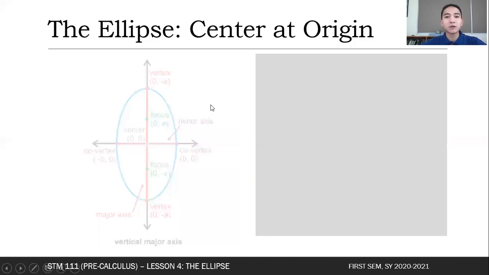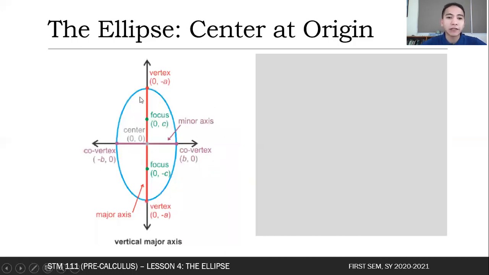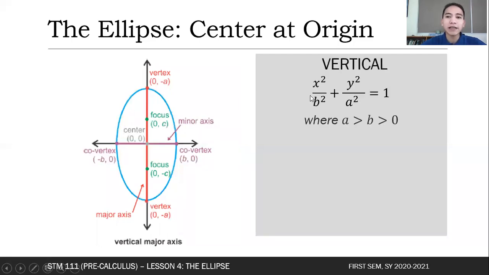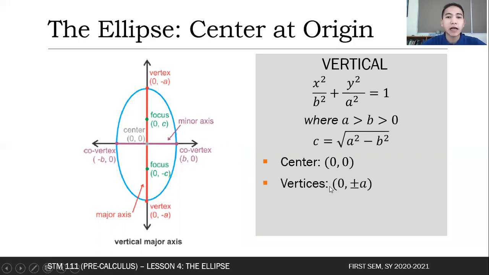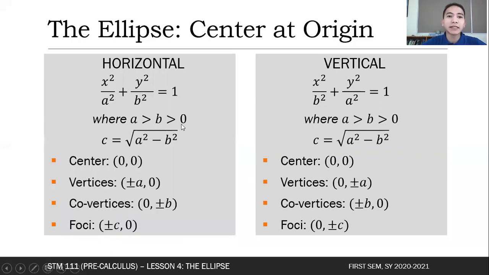Then, kapag ganito naman ang itsura ng ellipse, ang center ay nasa origin, notice na yung major axis ay vertical. So, ibig sabihin, vertical din yung ellipse. So, ito yung kanyang formula. Notice, magkaiba, b squared ang nauuna, and a squared yung next na denominator. So, these same cases for a and b and c. Center is at 0, 0. Ito naman yung formulas na gagamitin para mahanap yung vertices, co-vertices, at yung foci. So, ito yung ating mga standard equation of the ellipse whose center is at the origin.